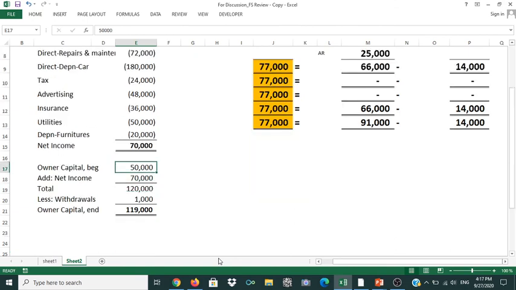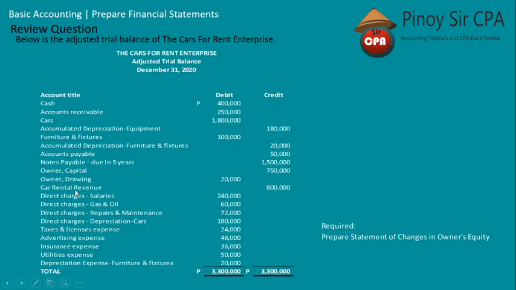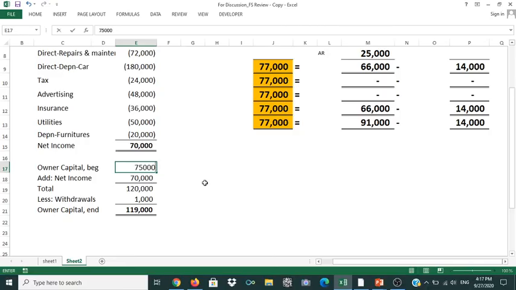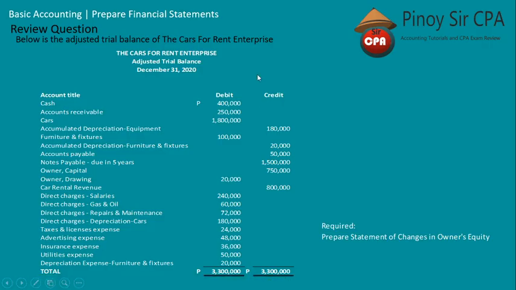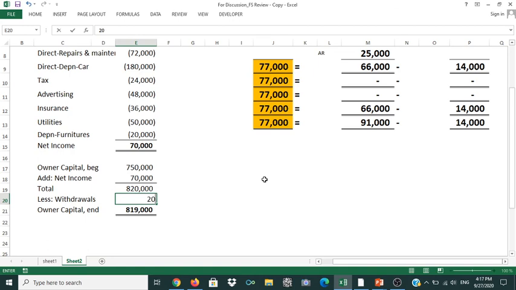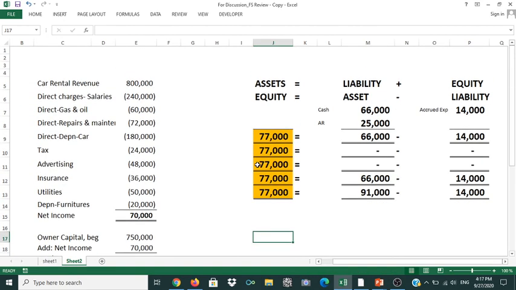Okay? Now, let's get the equity balance. So, per our problem, yung owner capital, which is the beginning, assuming that is the beginning, 750,000. Let's write it. 750,000. Add the net income, which is 70,000. Then you have total of 820,000. Less withdrawal. Is there any withdrawal? Meron, sir. Ito, owner's drawing, 20,000. So deduct it, 20,000. And the answer, ending capital, is 800,000. Tama po? Nakuha po yon? Yes, sir.